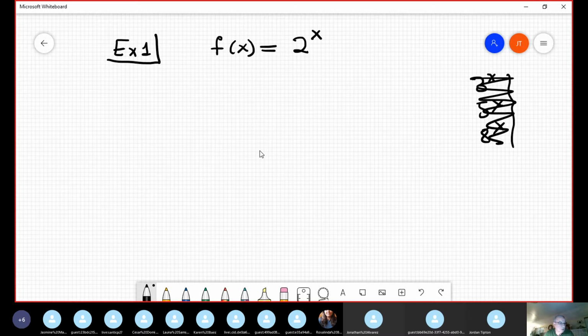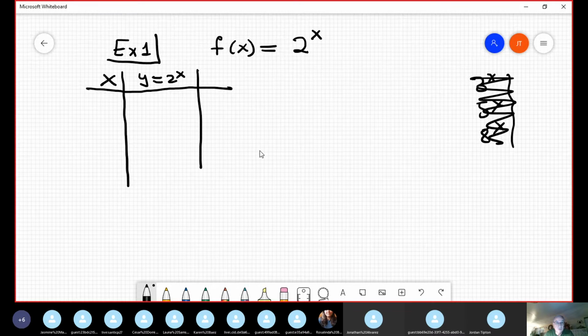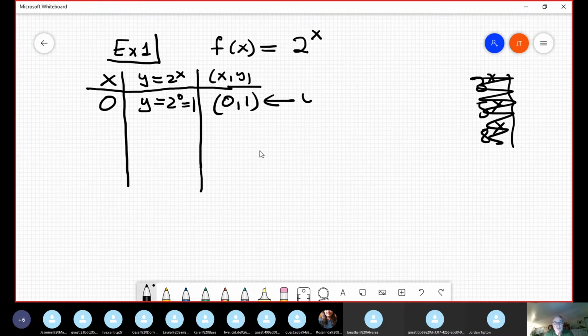So I propose you to study this, do the chart like that, in which you put the independent variable, in this case the day: 0 day, 1 day, 2 days. And the y value is the exponential, and the ordered pair x comma y to do the graph. Here x is 0. Y is equal to 2 to the 0 power, which is 1. The point is 0, 1. Wow. And this is the universal point.